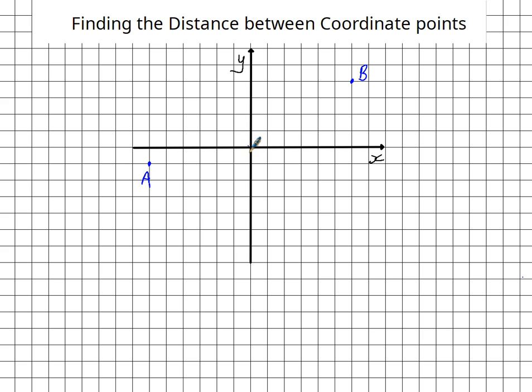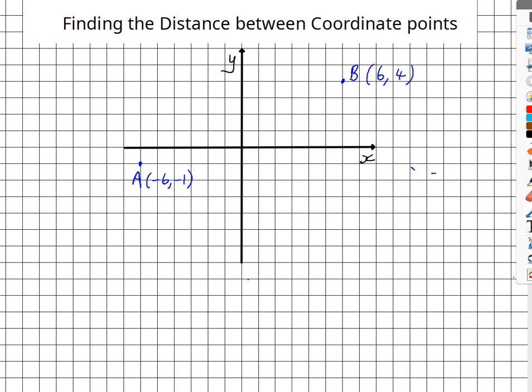So we go 1, 2, 3, 4, 5, 6 to the left. So the x part of this is minus 6. And then we go down by 1. So the y part is minus 1. So the coordinates of A are minus 6, minus 1. And for B, we're going 1, 2, 3, 4, 5, 6 to the right, and 1, 2, 3, 4 up. So the coordinates are 6, 4.